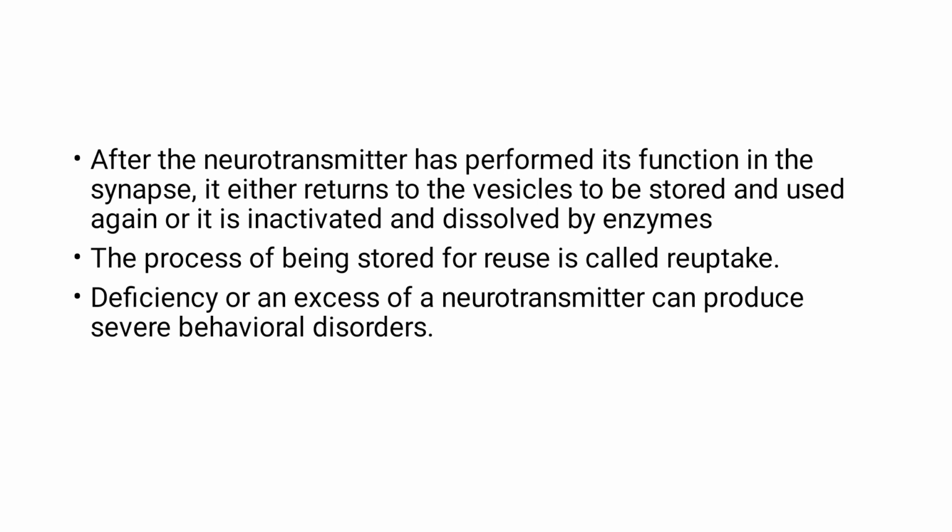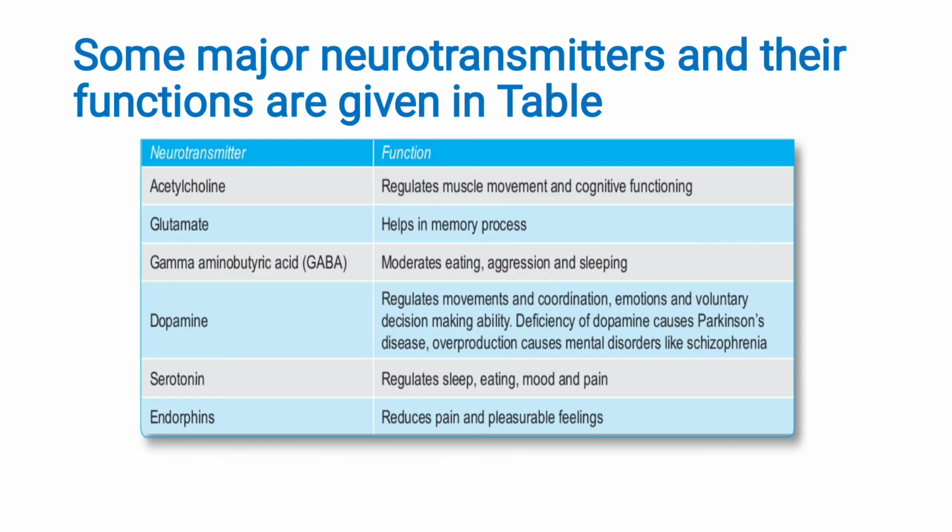Deficiency of neurotransmitter is also a problem, and excess of neurotransmitter is also a problem. For example, if the serotonin level is low, it can lead to depression. If dopamine is less, it can result in Parkinson's disease. Some major neurotransmitters and their functions are given in the below table. Acetylcholine regulates muscle movement and cognitive function. Cognitive means higher intelligence functioning.